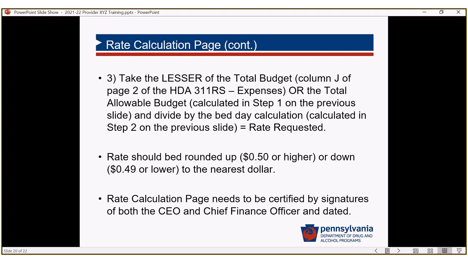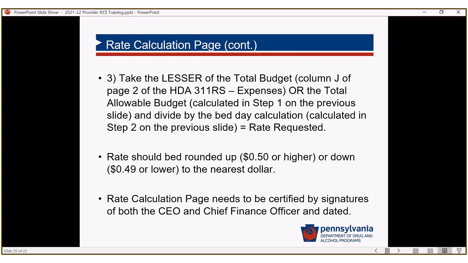Number 3, you're going to take the lesser of the total budget, which is column J on page 2 of your HDA 311, or the total allowable budget that you created in step 1 above. You take the lesser of those two and divide it by the bed day calculation that you came up with, and that's going to give you the rate requested. Any of the rates should be rounded up or down by 50 cents to the nearest dollar. And then finally, that rate calculation page needs to be certified by signatures of both the CEO and the Chief Finance Officer and dated. And that pretty much completes your XYZ package.